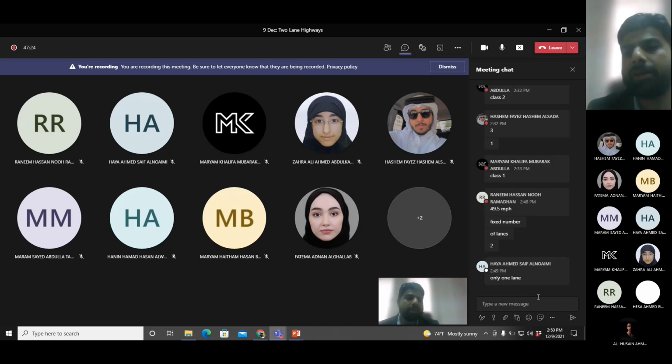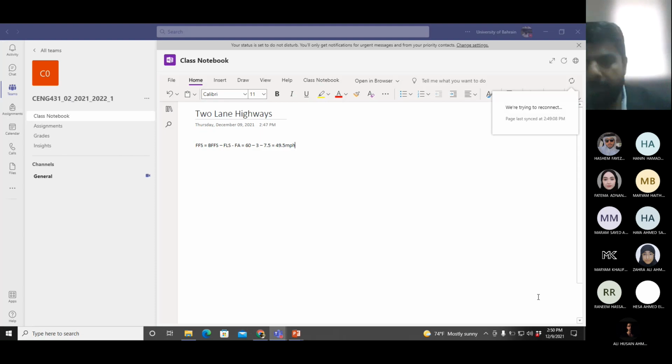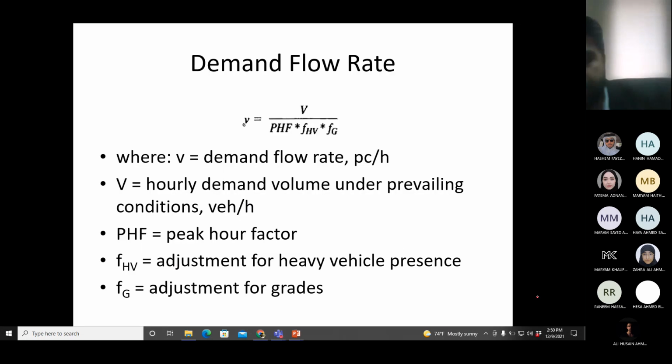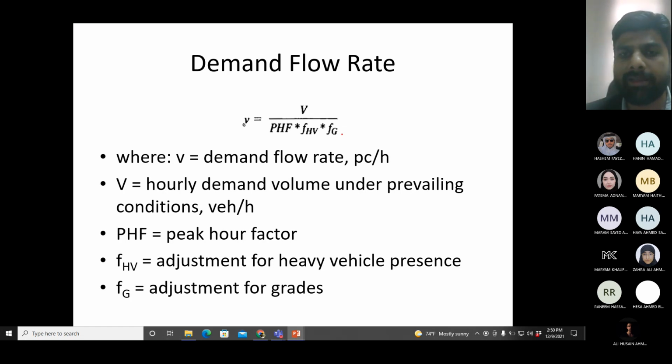Only one lane. Yes, Haya. Yeah, one lane. Basically we're dividing by 1 here. It's a 2-lane highway, so the volume for each direction has 1 lane. This is volume for each direction. It has only 1 lane, so you are already dividing by 1. So N is not here because N is 1. It's a 2-lane highway, and N is 1 here.